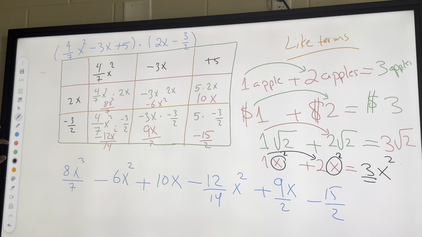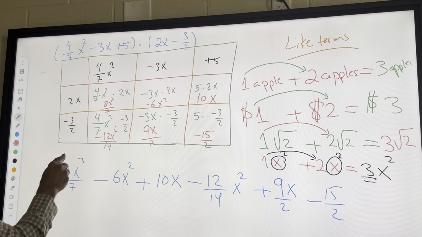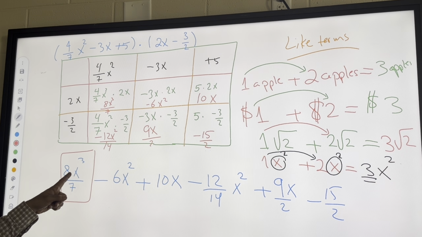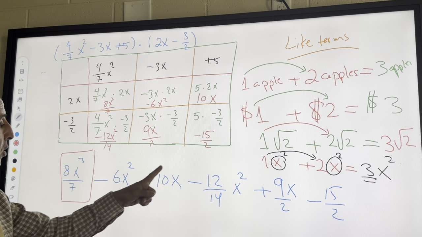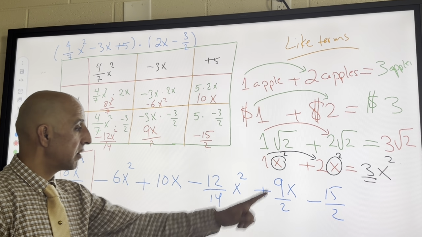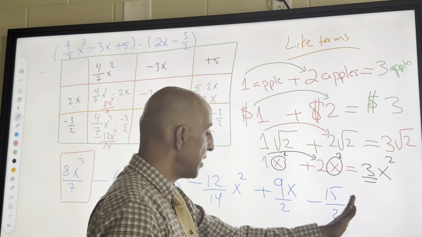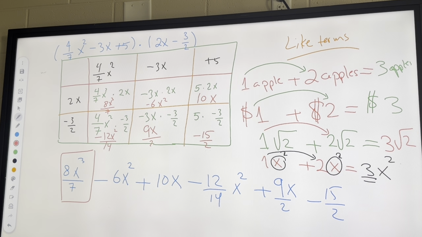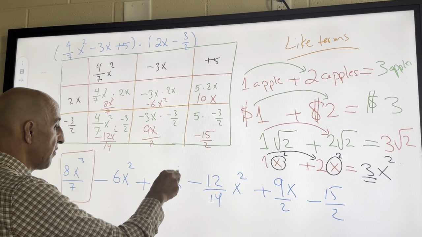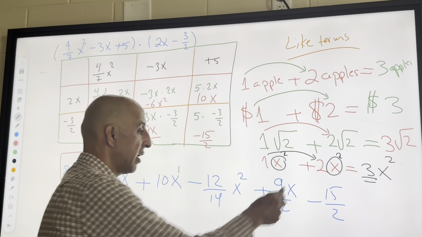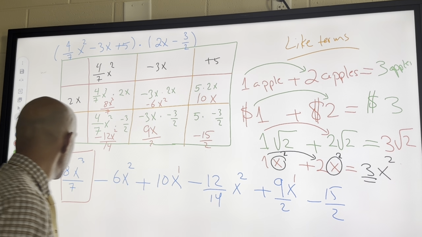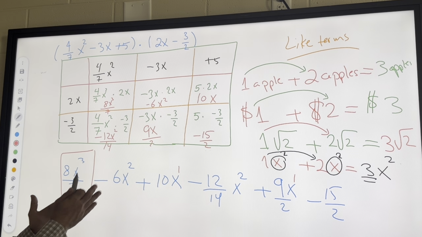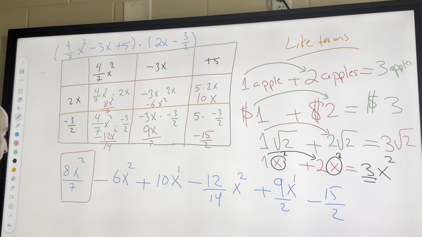Now, let's start with this question as follows. We have the variable x here, the same as here, the same as here. We have no variable x in this term. When we look at the exponents, we have a 3, but the others have 2, 1, 2, 1, and no variable. So for the 3, we don't have any other x with the exponent 3, so we take it down: 8x to the power 3 over 7.